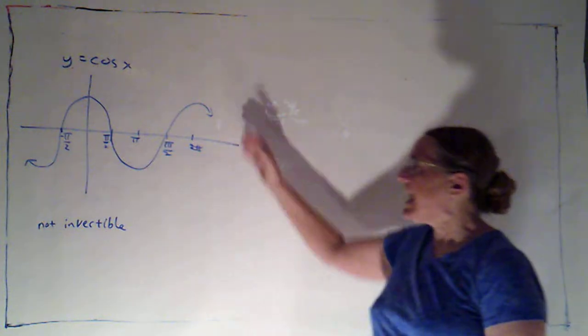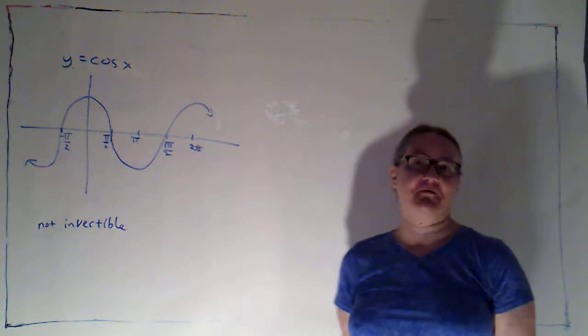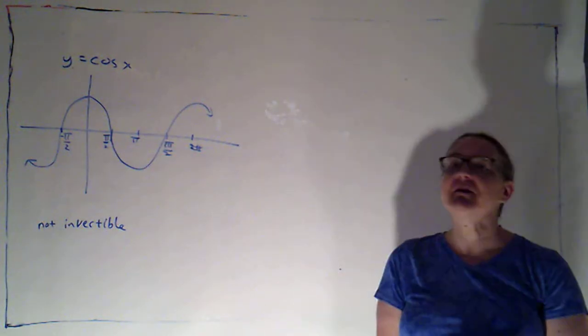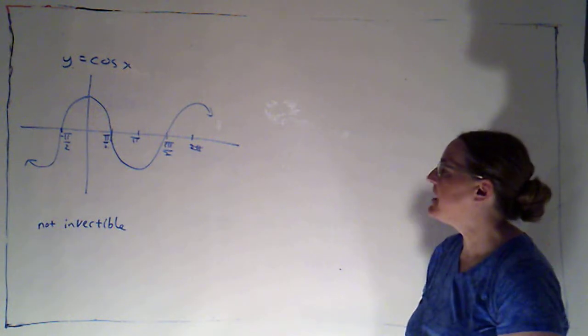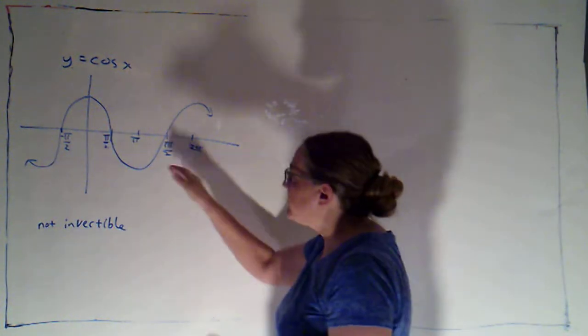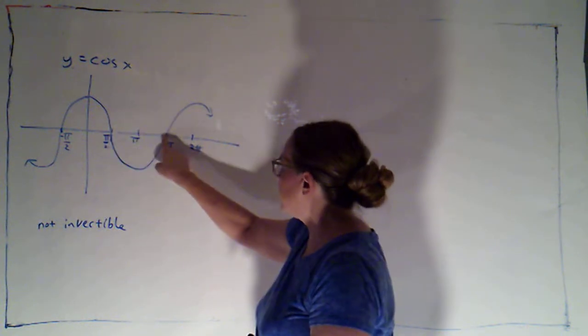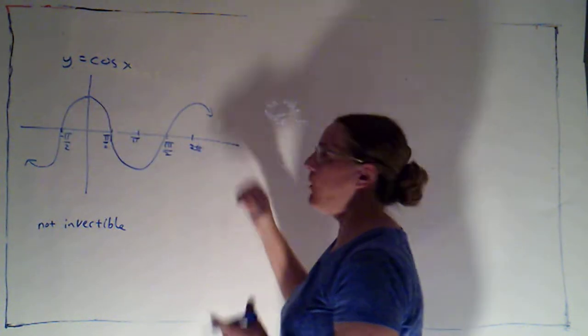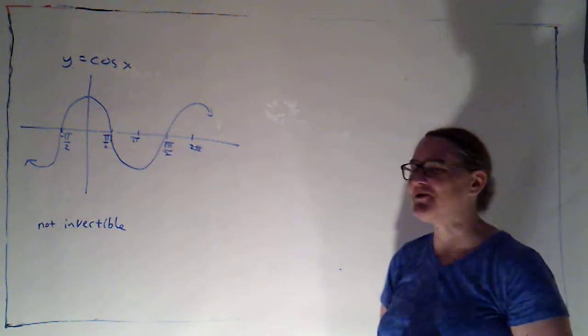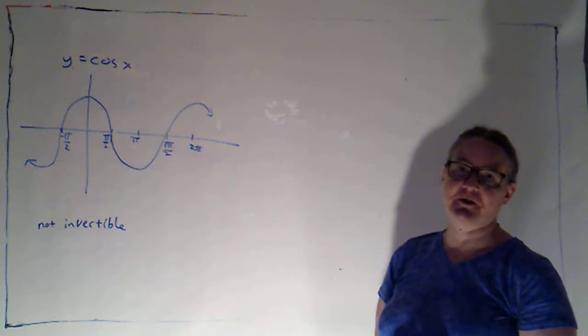I've got the graph of cosine up here on the board. And as we can see, as with every trig function, it is not invertible because it fails the horizontal line test. Because if there's a y value that it takes on, like here at pi over 2 it's 0, there are infinitely many angles, all odd multiples of pi over 2, at which it's going to hit that value.